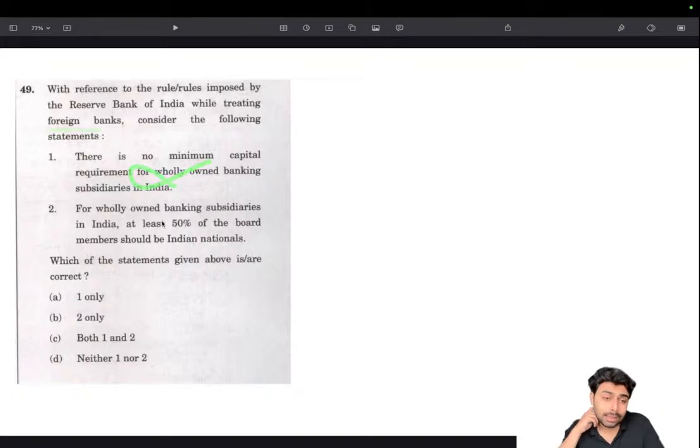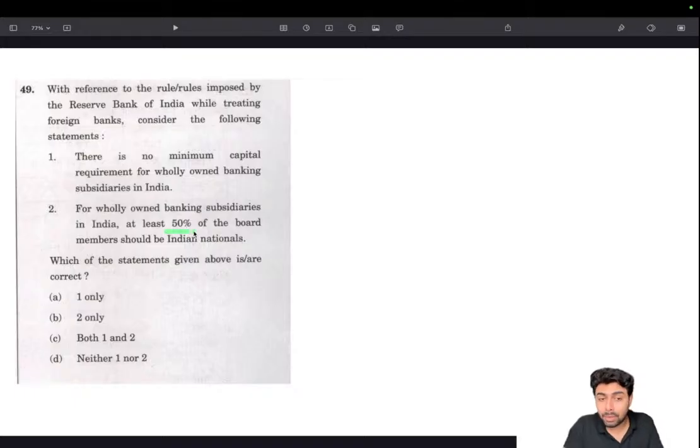For a wholly owned banking subsidiary in India, at least 50% of the board members should be Indian nationals. This is another issue. In the first instance, we might think, okay, 50% of the board members should be Indian nationals, kind of makes sense, because we are obviously for domestication or nationalization, as in integration of the foreign entity towards our national economy, while preserving our national interest. This seems very probable, but this is an extreme thing to do, because how can we say that 50% of the board members should be Indian nationals? We can prescribe some criteria, but 50% seems like a big number.